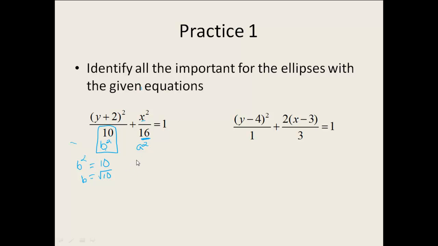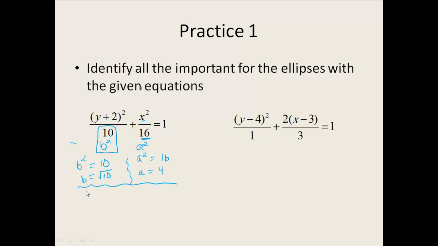Then I'm going to go to my a. I know that 16 is in the position of my a squared. Well, in order to get a, I need to square root both sides. Square root of 16 is 4. So now I have found my a and my b. Two very important pieces that we'll need.